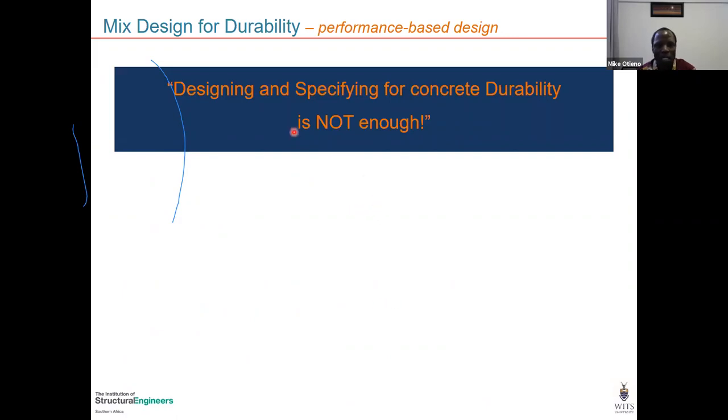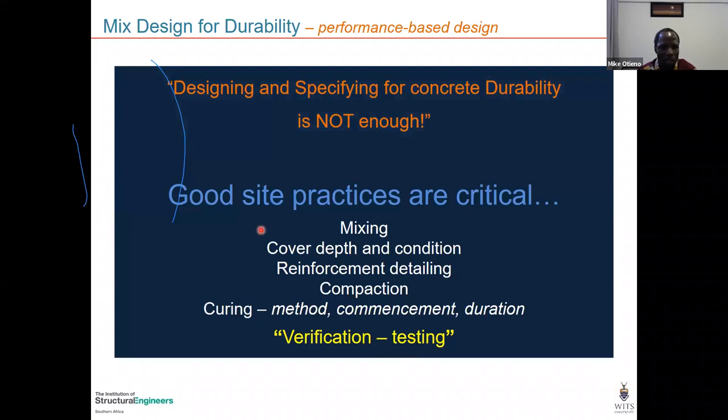So just designing and specifying for durability is not enough. What is most critical after design and specification is that we ensure that good site practices are put in place, from mixing, compaction, cover depth and condition, and most importantly, the verification and testing.